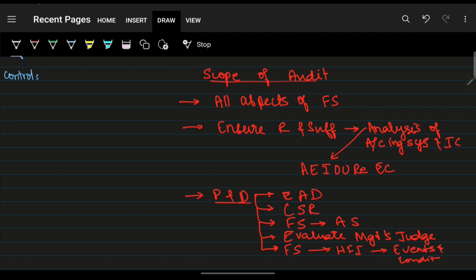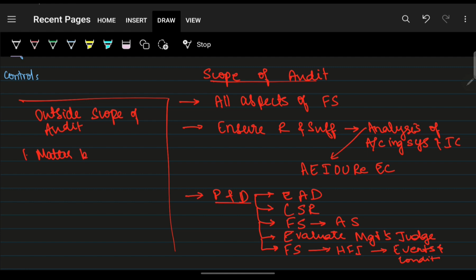So this is the scope of audit. Okay. So if this is the scope of audit, what is outside the scope of audit? Firstly, if such a matter is beyond the expertise. Okay. Secondly, checking genuineness of documents, right?